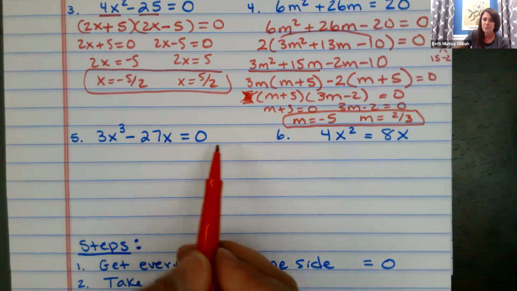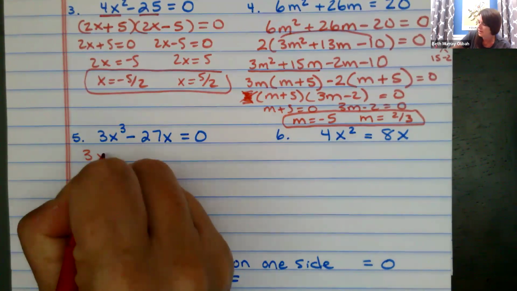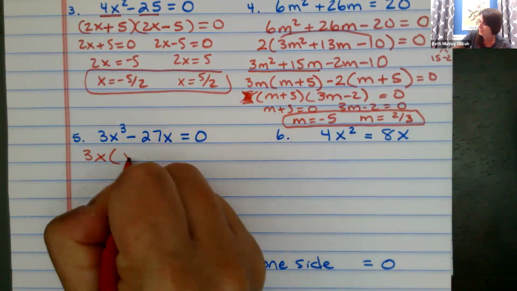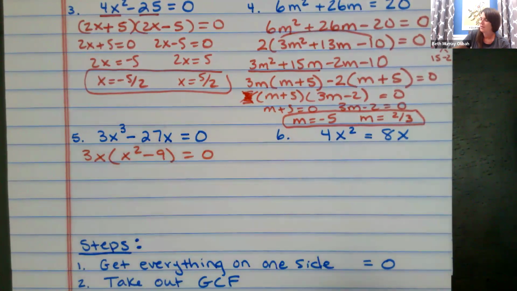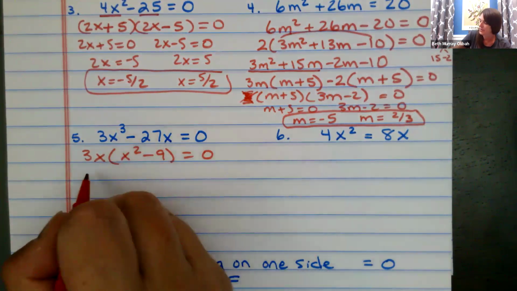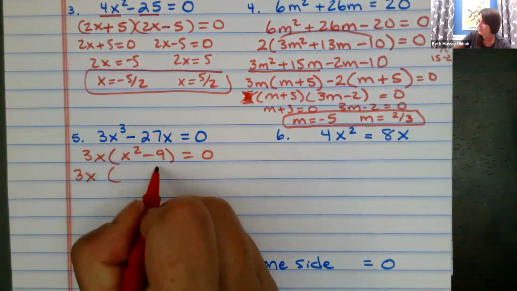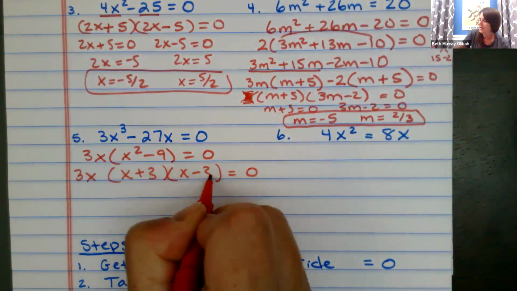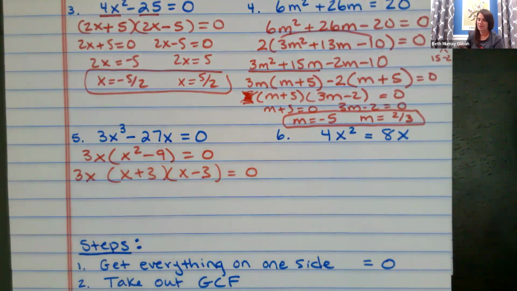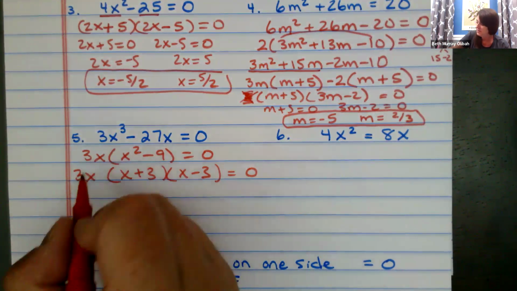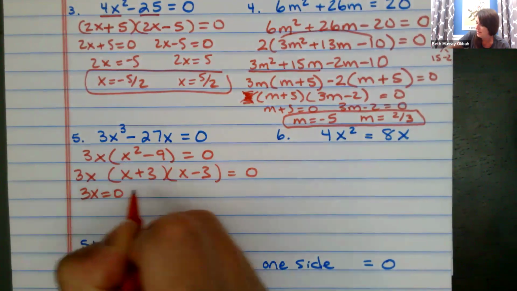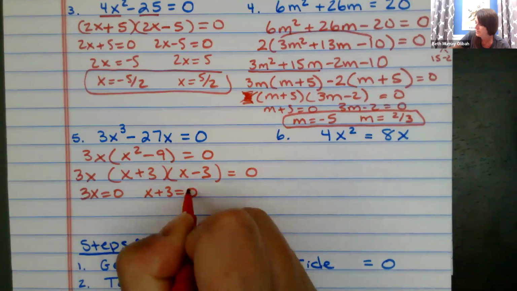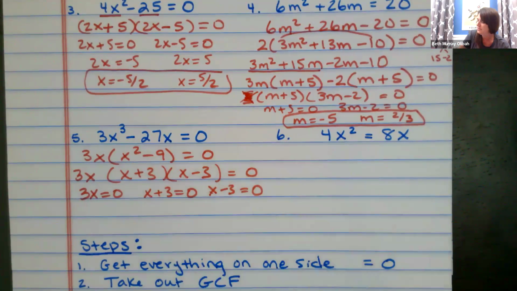This one is ready to go, but step 1, take out a greatest common factor. Now, looking at the parentheses, I notice I have a difference of squares, so I can go further. And now I have factored as much as I can. There is an x with this, so I am not going to ignore it. I'm going to set that equal to 0, as well as the other 2 factors.